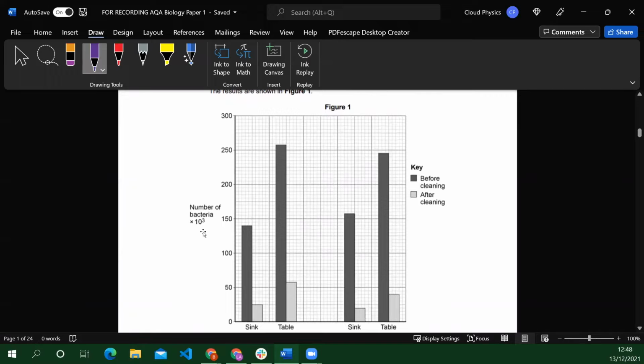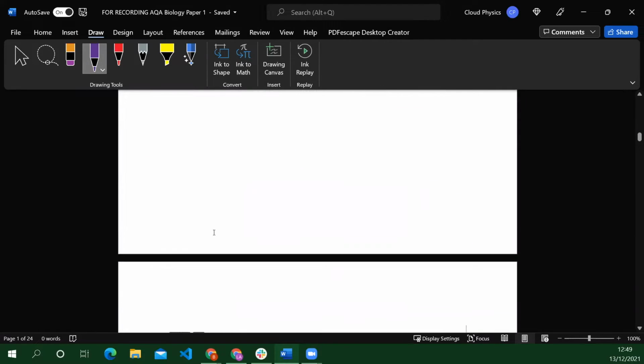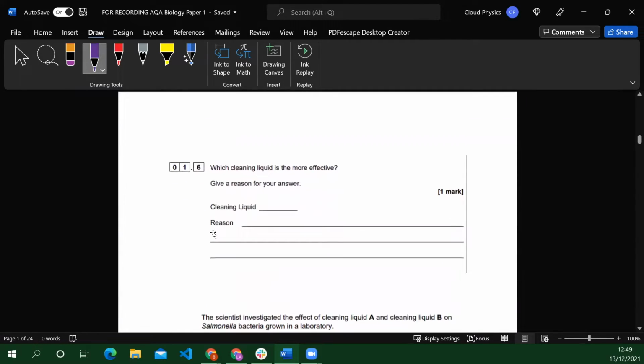Number of bacteria in 10 to the 3, so thousands. So before cleaning, lots of bacteria. After cleaning, less. Okay, that's what you'd hope for, wouldn't it? I'm actually surprised that the sink has got less bacteria. I'm always cleaning my sink, so I think sinks must have a lot of bacteria in them.